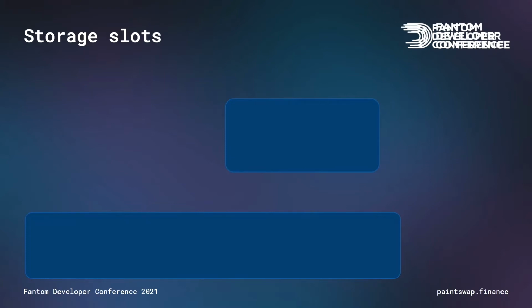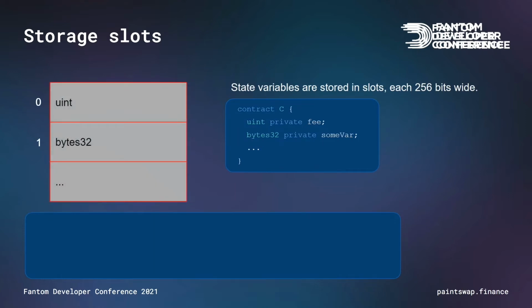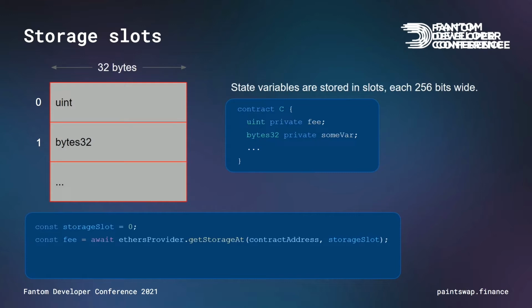So as I mentioned, state variables are stored in storage slots, and each of these is 32 bytes wide, or 256 bits. So here's a contract with two state variables. They're both private. So the first variable, fee, will go into the 0 storage slot, followed by each other variable. So in this case, storage slot 1 stores some var. And even though these are private, you can still access the contents of them with ethers using the getStorageAt function and the equivalent in Web3.